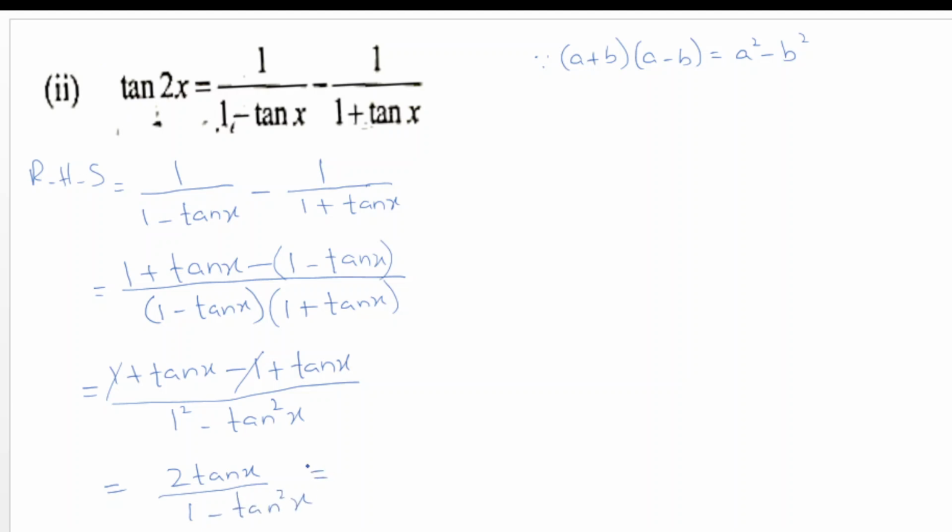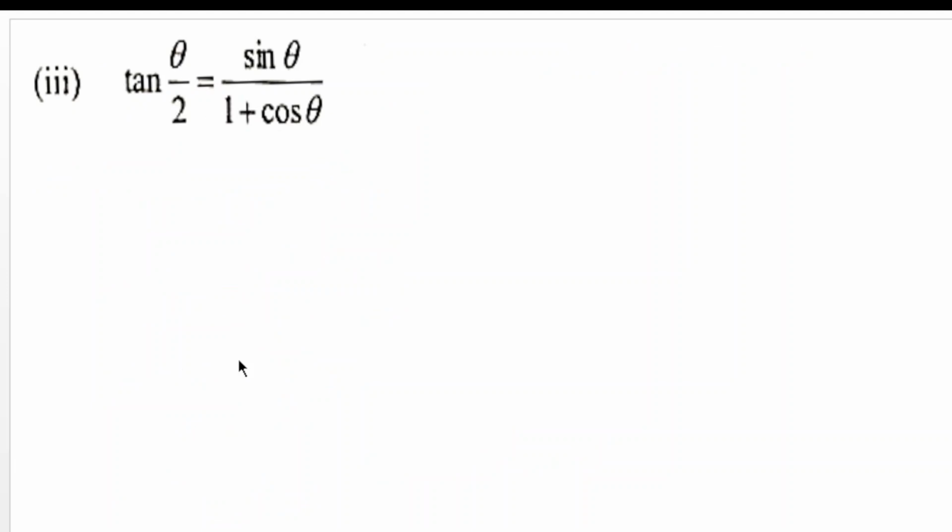You know this formula: 2 tan x over 1 minus tan square x is equal to tan 2x. So this is equal to the left hand side. I hope you understand the second part of the question. Now move toward the third part. The third part is in front of us. This is an important question because here is a half angle and there is a simple angle. These types of questions are important and a little tricky.